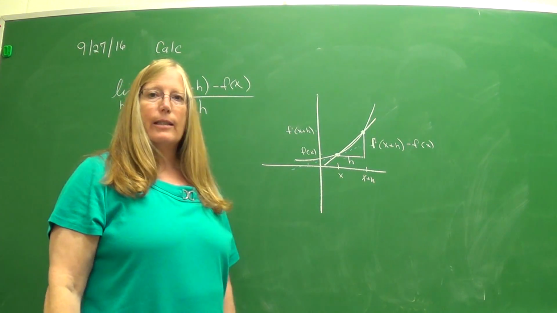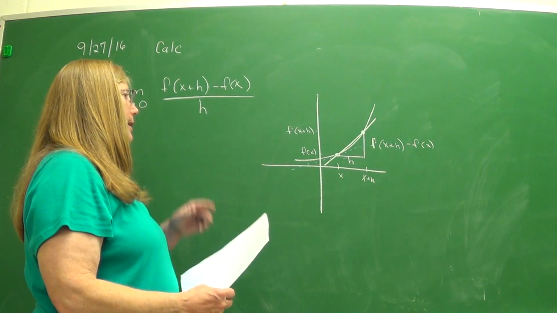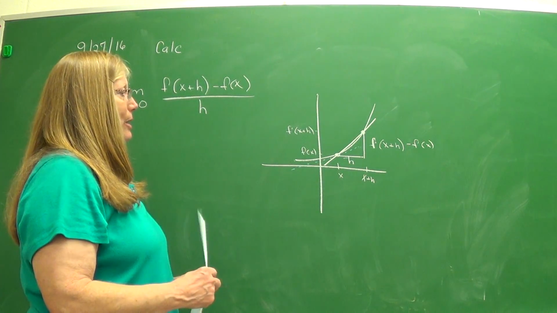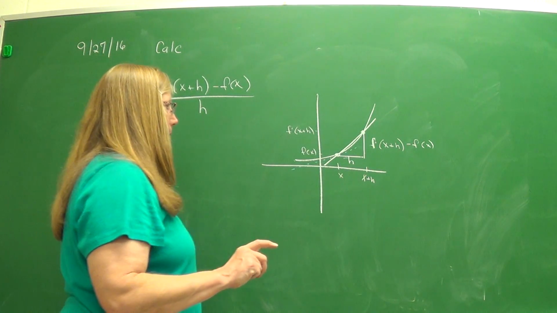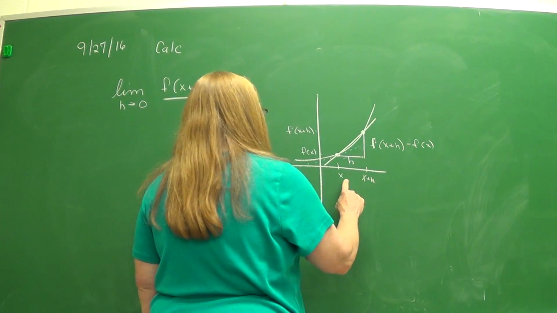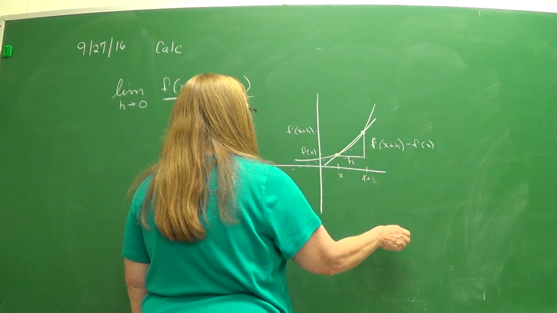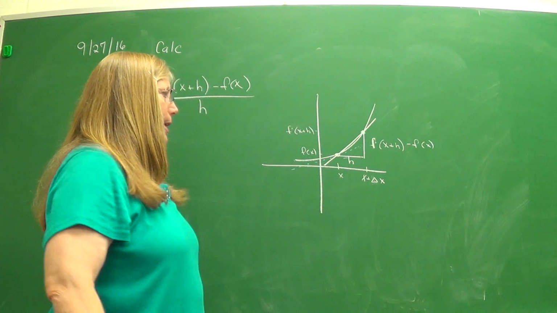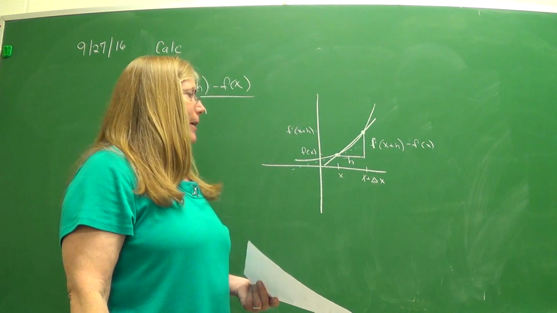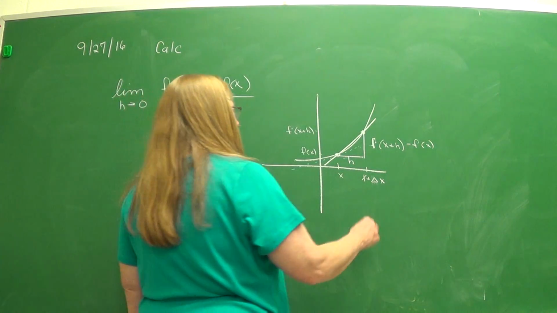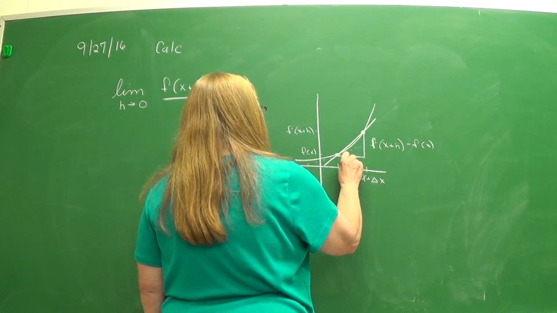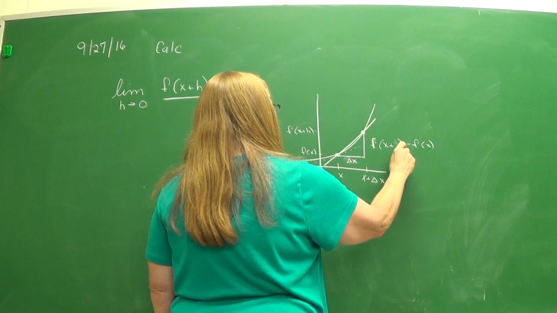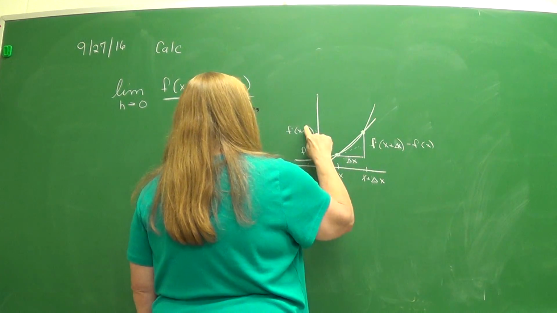What a lot of books tend to do is they replace that h with a different symbol. And they think of this as x plus change in x. Change in is a little triangle. We use it freely now, so be comfortable with it. So this is called change of x. So in here, this is change in x. This is change in x.